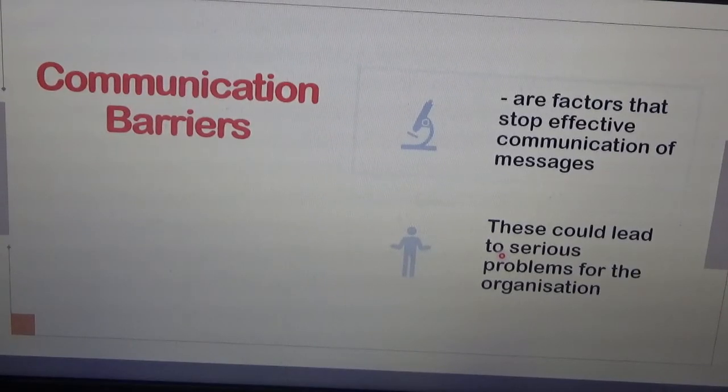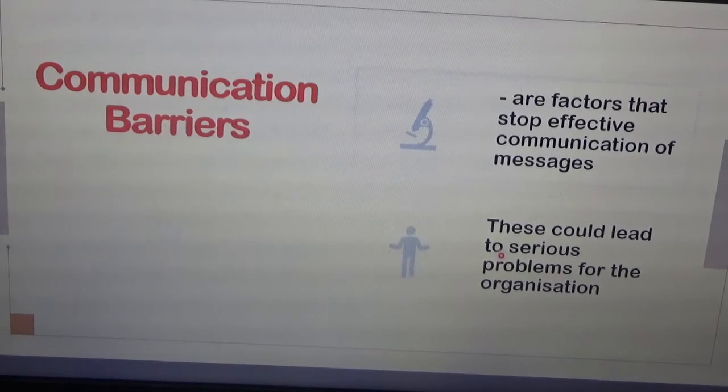This is where communication barriers enter. How do communication barriers arise and how can we reduce or remove them? First, let's define communication barriers. They are factors that stop effective communication of messages. This could lead to serious problems for the organization. So let us try to see some communication barriers.